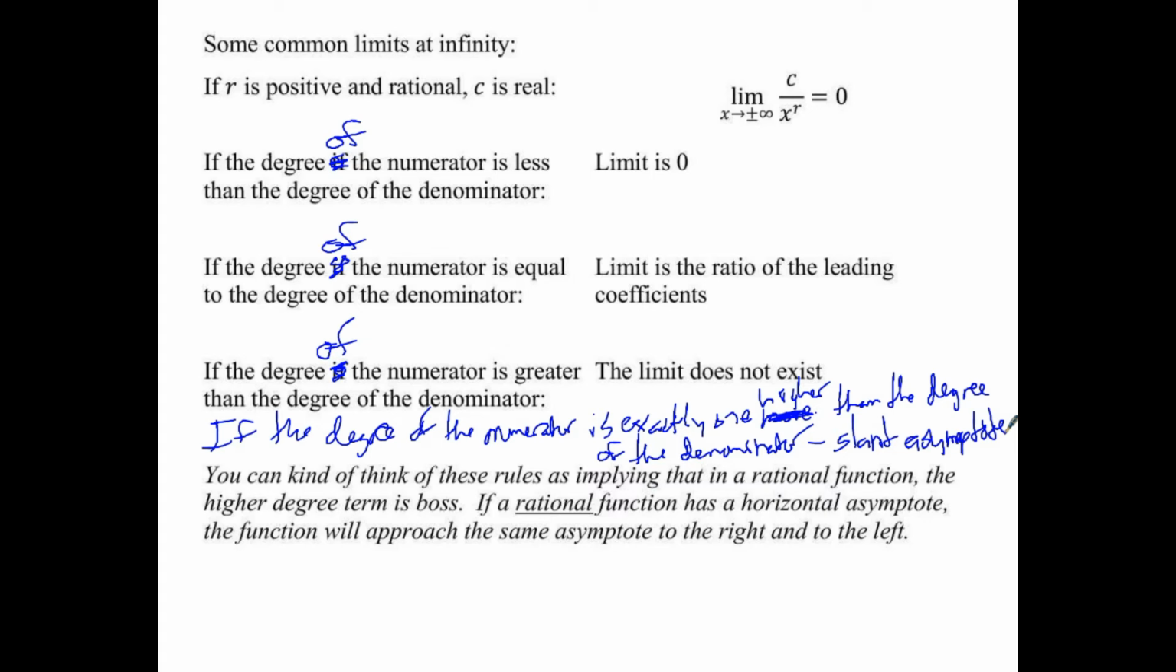So you can think of these rules as implying that in a rational function, the higher degree term is the one that takes over, okay? As x becomes larger, the magnitude of x becomes larger, the highest degree term is the one that wins. If a rational function has a horizontal asymptote, the function will approach the same asymptote to the right and to the left, with one exception. If you're dealing with a radical involved, it's possible that there are two horizontal asymptotes, and we're going to see an example that has two horizontal asymptotes. They're kind of weird, and they're difficult to explain, but there are cases where there's two horizontal asymptotes. Okay? But for the most part, there's just one, and the function will approach it as x becomes large.